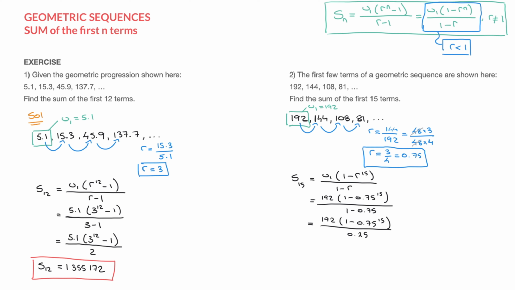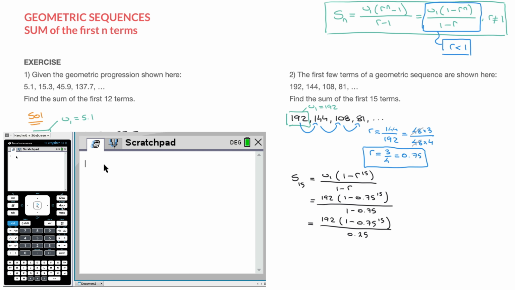0.25. And now that all of that's done, I go back to my calculator and I enter all of this. Remember, I write the entire numerator inside its own pair of parentheses. So I open up a pair of parentheses and I type 192 times, in parentheses, 1 minus 0.75 raised to the power of 15. So that's 15, there we go. I exit all the parentheses and I divide that by the denominator, which is 0.25. And so I type 0.25. I'm happy with all of that, so I press on Enter.